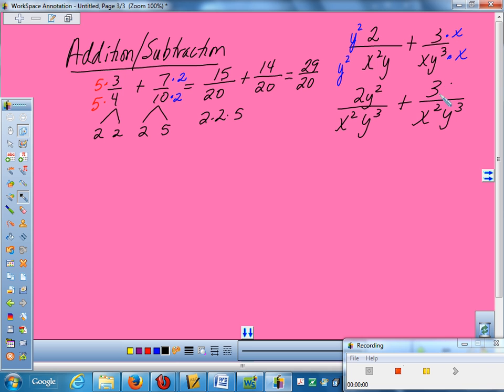Okay, then you add it together. Now, you're only adding the numerators. You hope you have some common like terms that you can add together. In this case, are they like terms? 2y squared and 3x. They don't combine. So you would just leave this one as 2y squared plus 3x and put it all over the common denominator. And you added your fractions together.